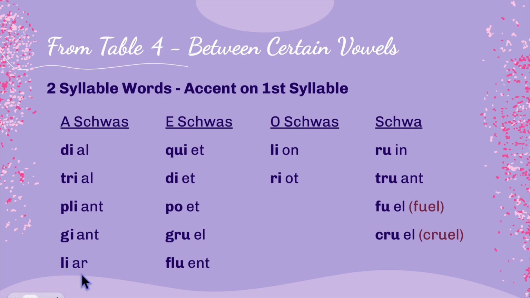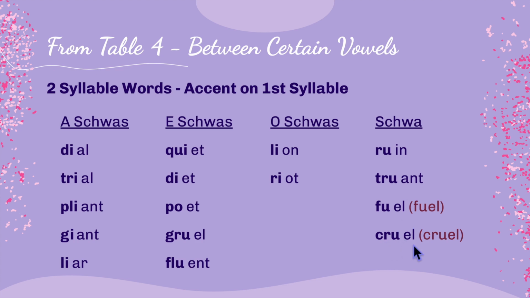Giant, liar. In all of these words, the first syllable is accented, so we try the vowel's long sound first, and the second syllable is not accented, so our E will schwa. Quiet, diet, poet, gruel, fluent. In these words, the O will schwa, and the accented syllable will have its long sound. Lion, riot, ruin, truant, fuel, cruel.